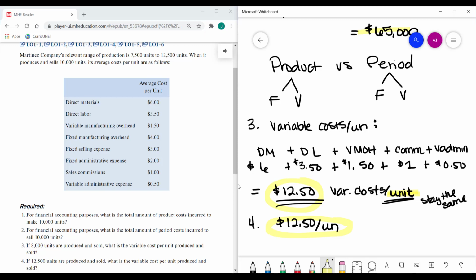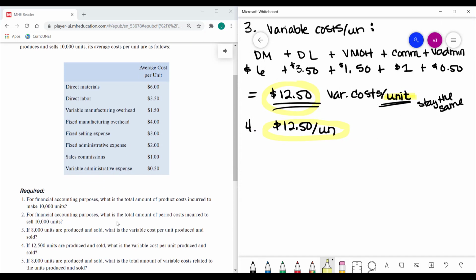Okay, so even if the question asks, what if I produce and sell 11,000 units? What's my total variable cost per unit? Then the answer should be $12.50 per unit. Okay, because the per unit variable costs will stay the same. It's when we actually convert them to totals that it will vary depending on what the actual number is that you're multiplying it by, right? Because these are per unit. So the total variable cost for a period will depend on the total units that you produce and sell within a period. But when we're talking about what it costs per unit, that will stay constant as long as we're within the relevant range.